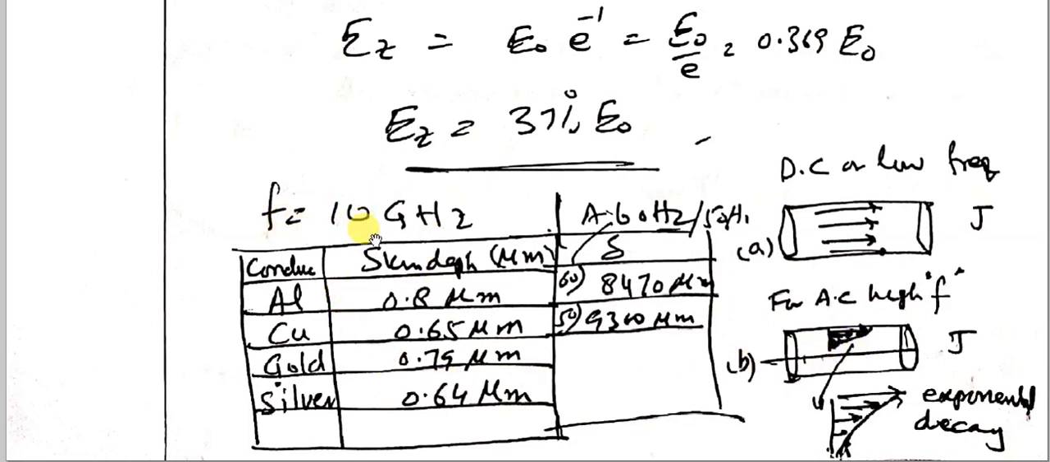These are some examples of the data regarding the material skin depth at various frequencies. This is at 10 gigahertz, and this is at 60 and 50 hertz only. So aluminum is 0.8 micrometer. I don't have the data for 50 hertz or 60 hertz, but for copper it is 0.65 micrometer. Now here for 50 hertz it is 9,300 micrometer, and for 60 hertz it is 8,470 micrometer. Gold is 0.79 micrometer. For 10 gigahertz, remember, silver has 0.64 micrometer.